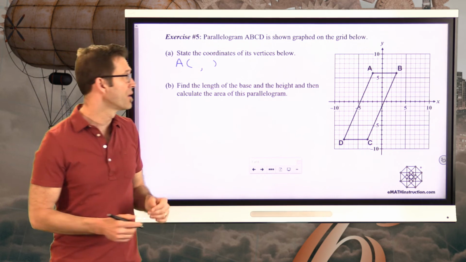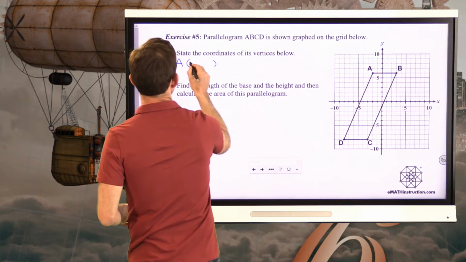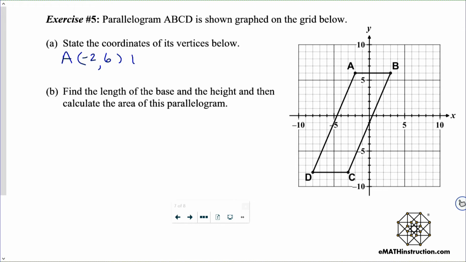All right, well, simple enough. For A, we've got an x-coordinate of -2 and a y-coordinate of 6. For B, we've got an x-coordinate of 3, a y-coordinate of 6. For C, we've got an x-coordinate of -3, a y-coordinate of -8. And for D, I'm going to have to just sneak that in here. We've got an x-coordinate of -8 and a y-coordinate of -8.